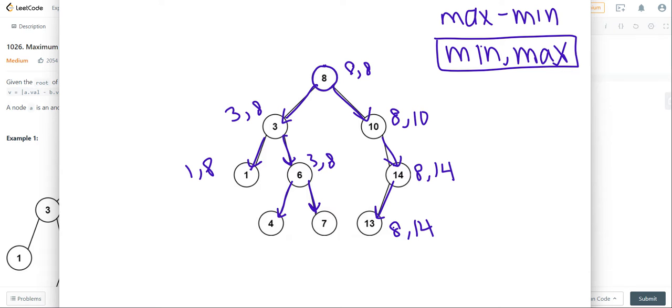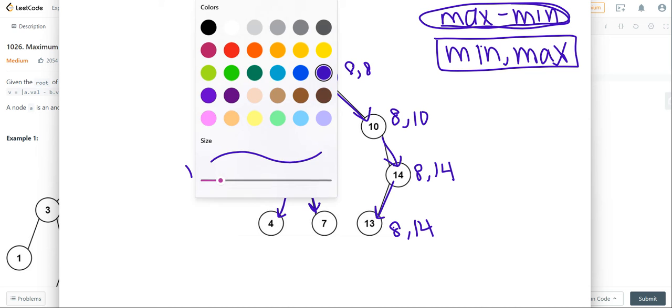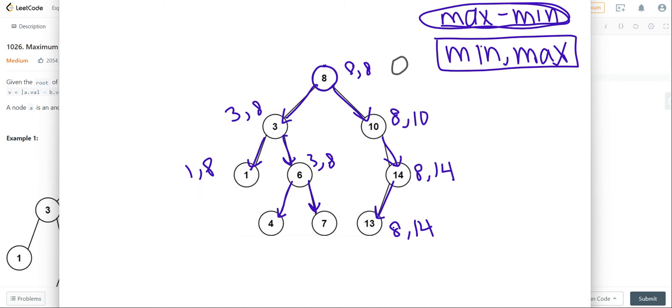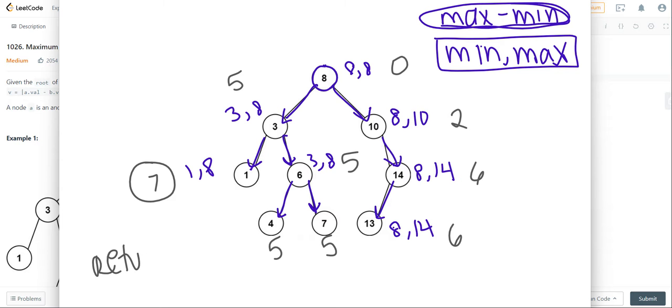And if you're in this scenario, then all you need to do is look at each one of these and find that maximum difference, which is that max minus min. So here it's 0, here it's 2, here is 6, 6, 7, 5, here it would also be 5, and here it's 5. So now you clearly notice that the maximum is 7. So in this scenario, you would return 7.